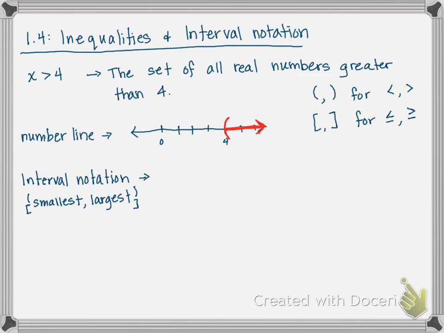So in this case, the smallest number in this set is 4. That's our endpoint. But it's not included, and so we use that soft bracket. And then that arrow goes all the way to the right, so there is no largest number in the set. And when that's the case, we use infinity to indicate that this set keeps going up and never ever stops. There's no largest number. And then we always use a soft bracket at infinity because it's not a number that x can be equal to, right? It's like a concept. Make sense?